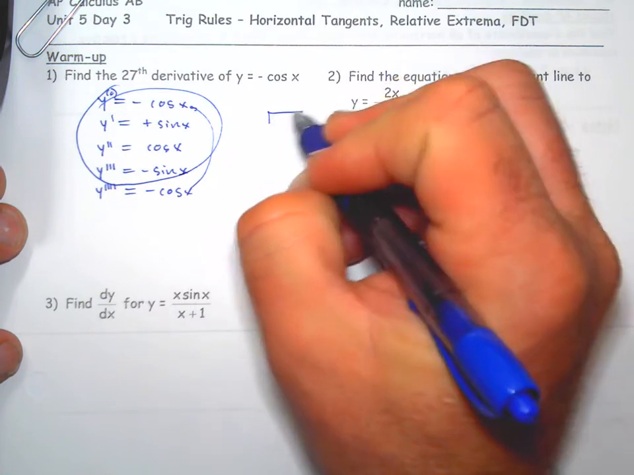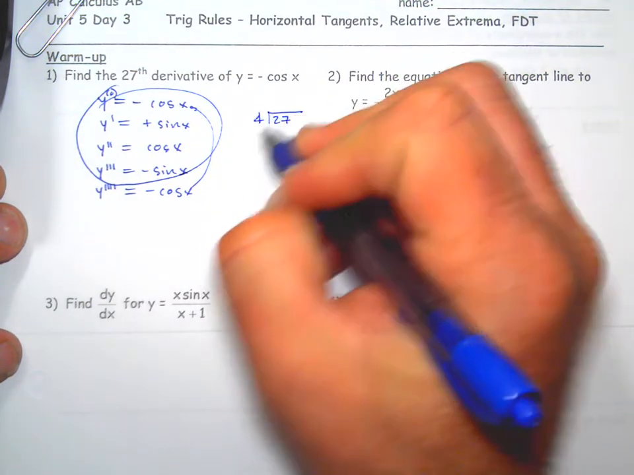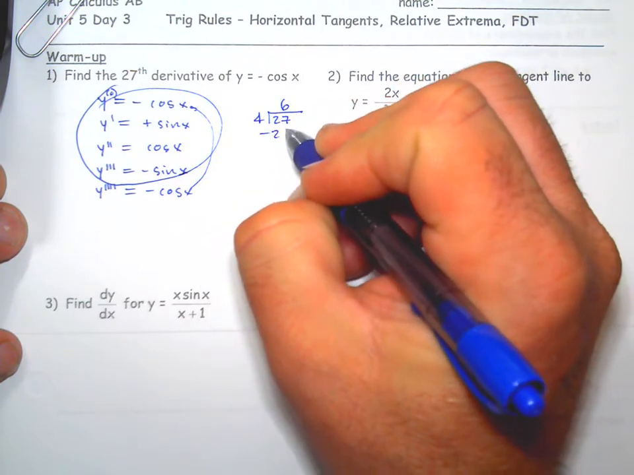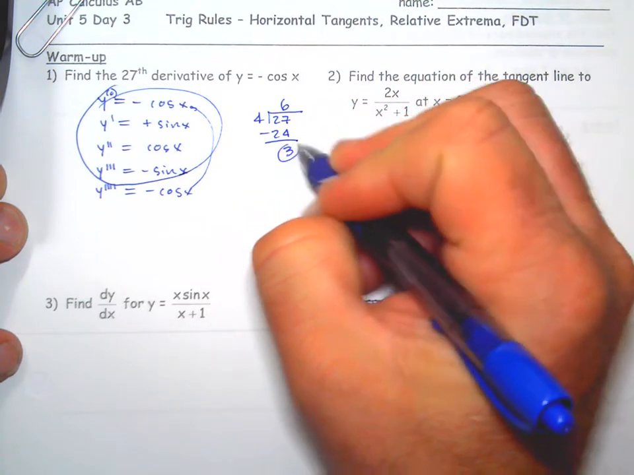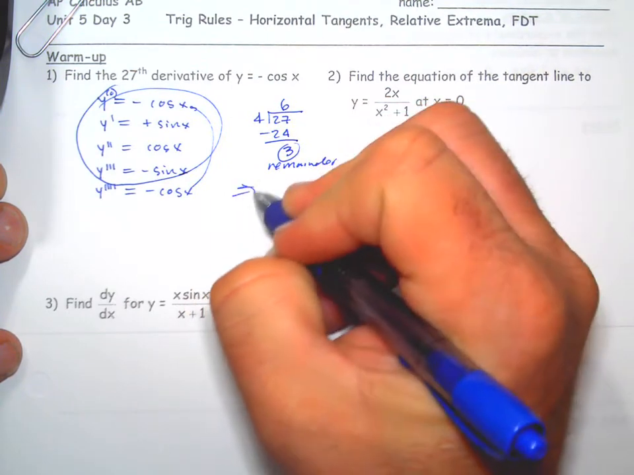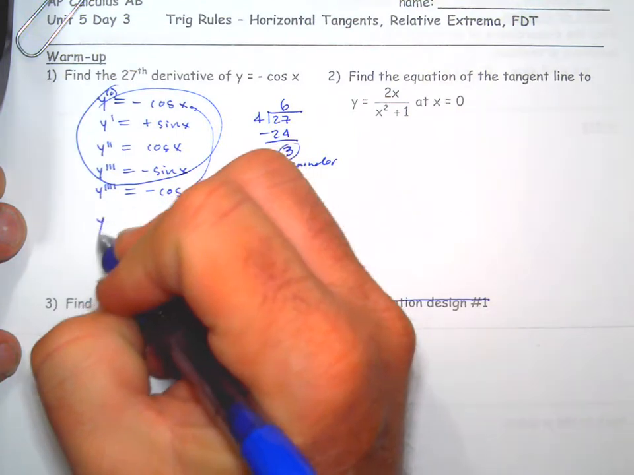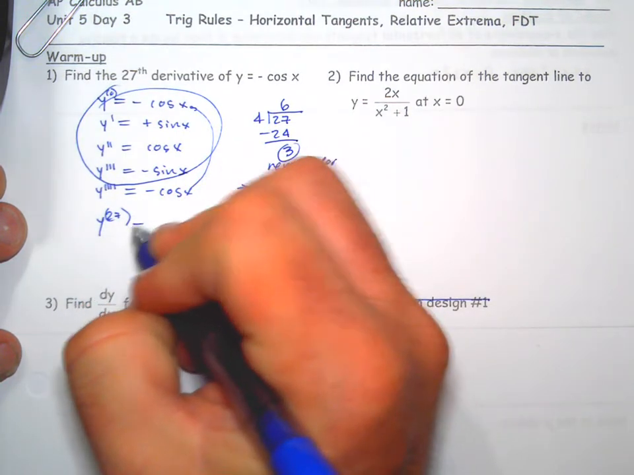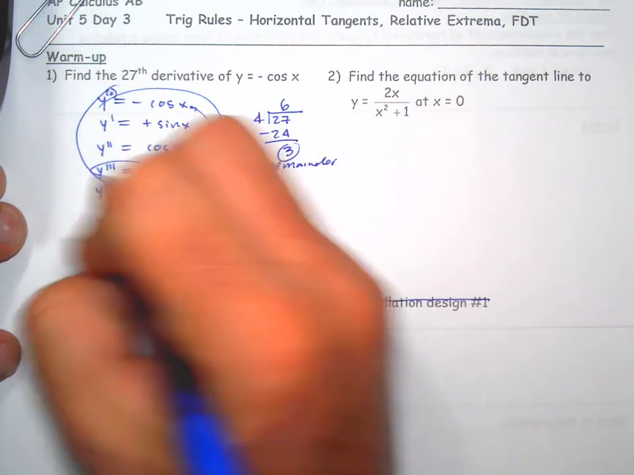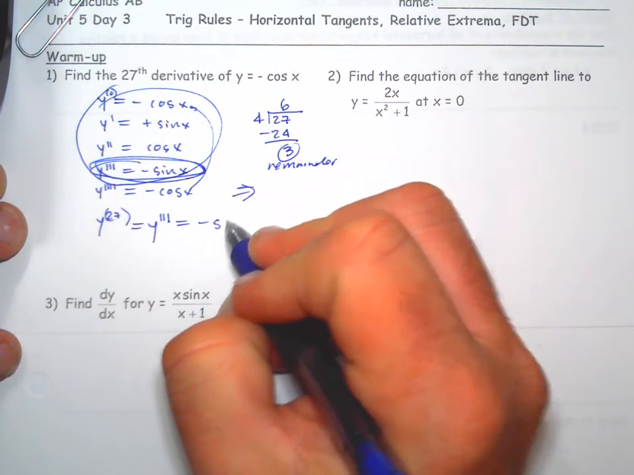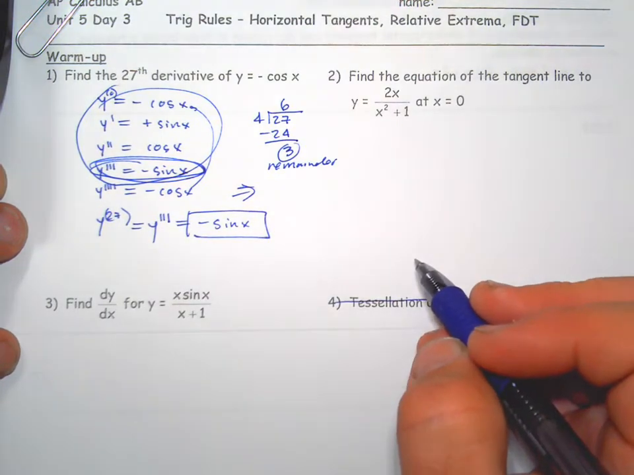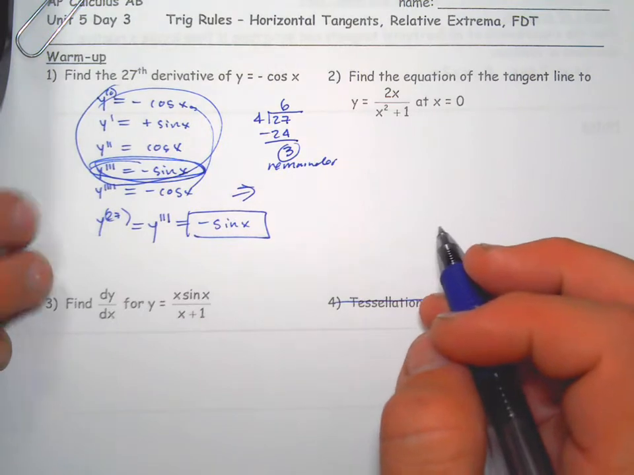So if we can take all the groups of 4 out, then you're always back to starting at the beginning. So if we divide 4 in, there's a remainder of 3, which means that the 27th derivative is equal to the third derivative, which was negative sine x. So that's a shortcut. That's work you could show.